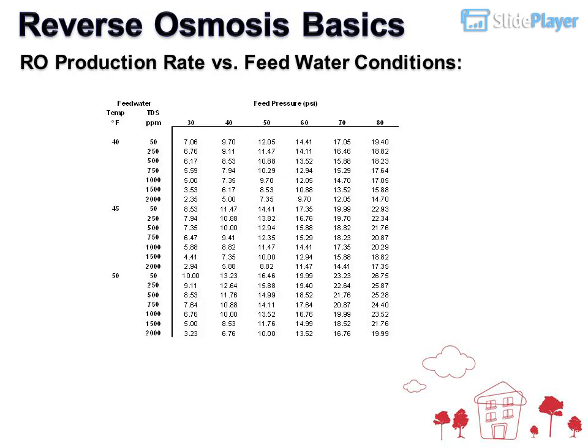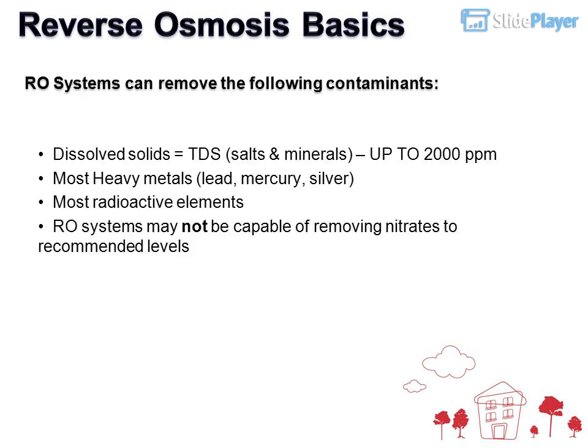RO production rate versus feed water conditions. RO systems can remove the following contaminants. Dissolved solids, or TDS, salts and minerals, up to 2000 parts per million. Most heavy metals, lead, mercury, silver. Most radioactive elements. RO systems may not be capable of removing nitrates to recommended levels.